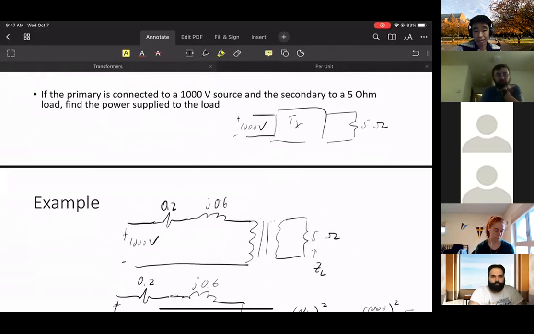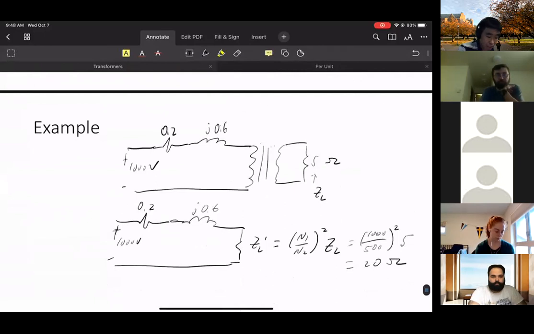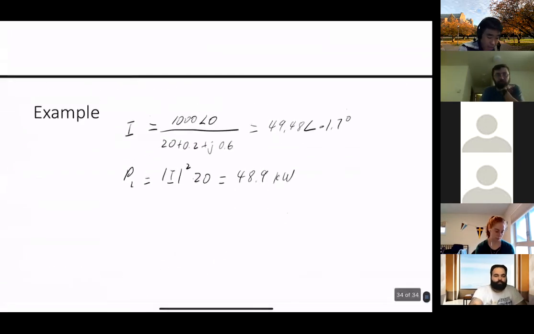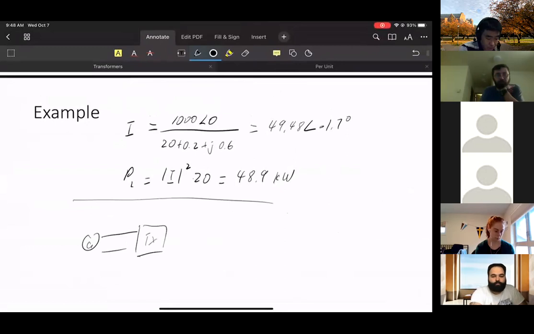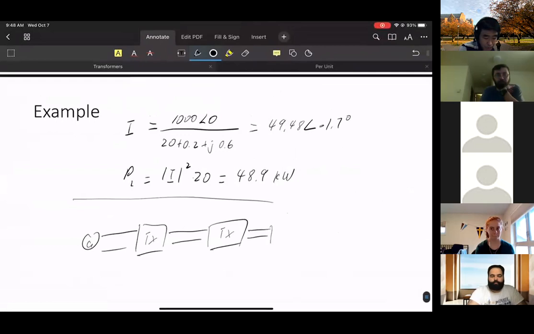But in the actual power system, we don't have this. What we have is more like the following. I have a generator, this goes through some transformer, I have a transmission line, this goes through some transformer. Let's keep going through transformers, a chain of it, until it gets to some load. So this is really a chain of transformers.